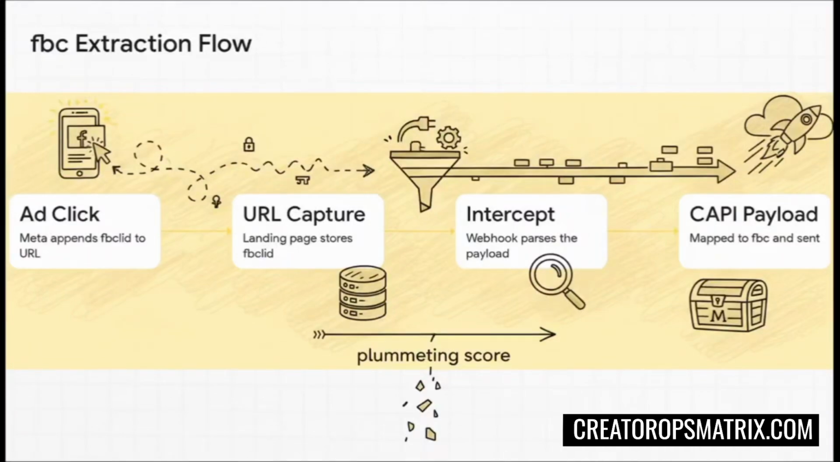Step 1, a user clicks an ad, and Meta appends the FBC LID. Step 2, your landing page captures that and stores it. Step 3, an automation tool like a Make.com webhook intercepts and parses the payload. Step 4, the CAPI payload is mapped to FBC and sent right to the Meta API. If any single step in this flow breaks, your score is going to plummet.